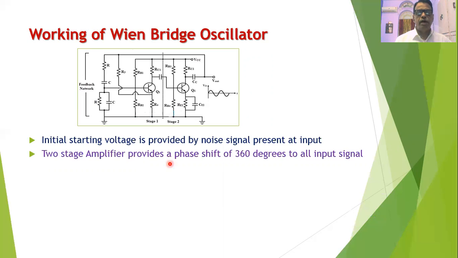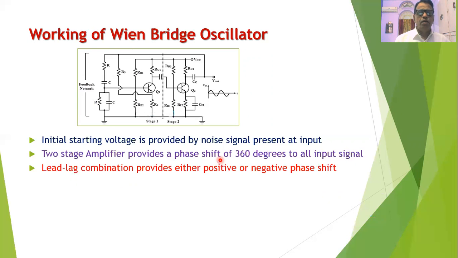The two-stage amplifier will provide a total phase shift of 360 degrees to this input signal, because one stage of the CE amplifier provides a phase shift of 180 degrees, and another stage provides another phase shift of 180 degrees, giving a total of 360 degrees. Now there is a lead lag network. The output of the amplifier is coupled to the lead lag network, which provides either a positive phase shift or a negative phase shift to the input signal.